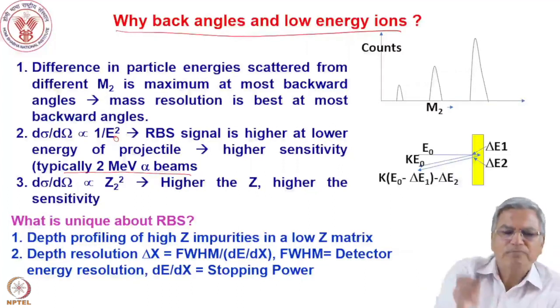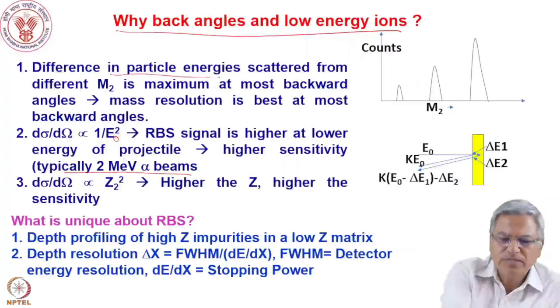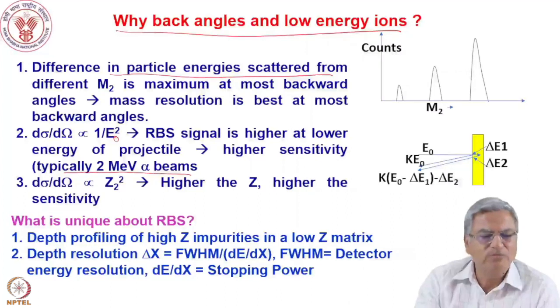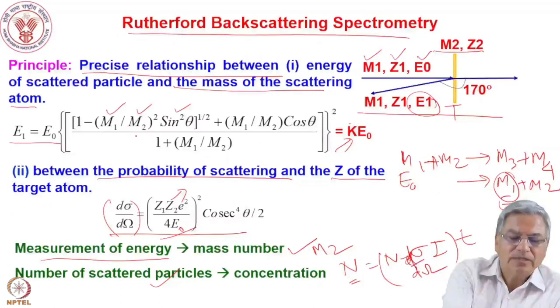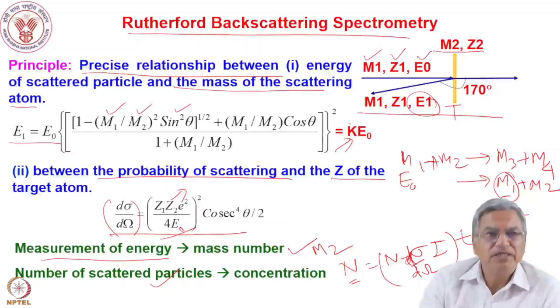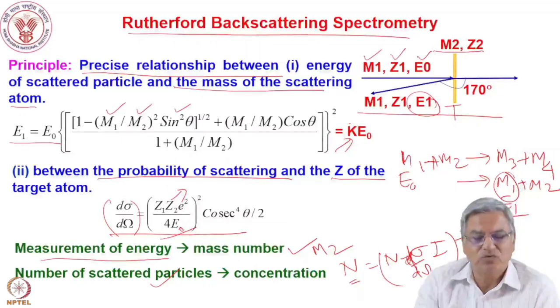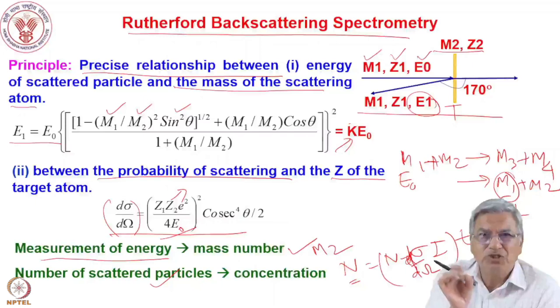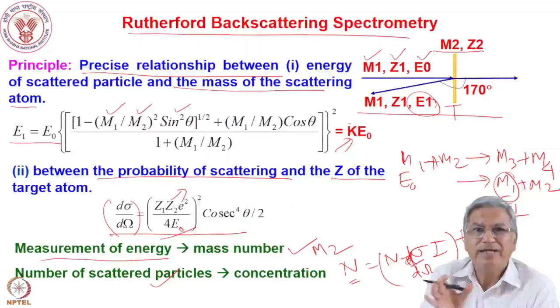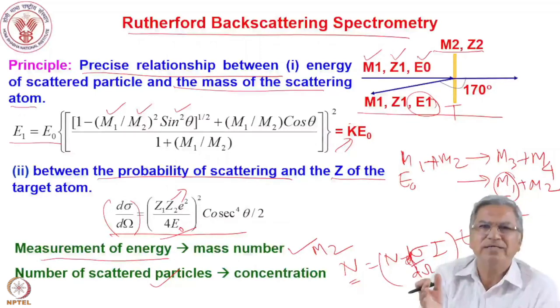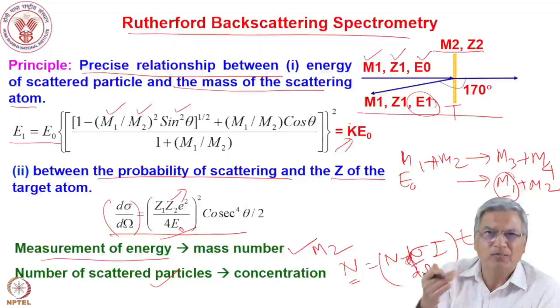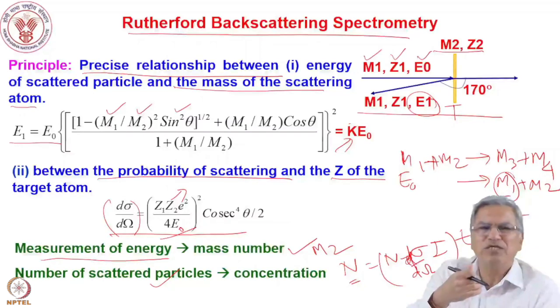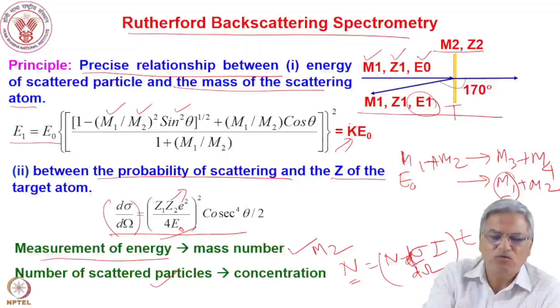Second is the mass. Why back angles? The difference in the particle energy E1, backscattered from different masses in the target nuclei, is maximum at the most backward angles. So if you look at the change of mass with angle, dM2 by d theta, and do an exercise, you will find the differences between different masses. Suppose you have cobalt, iron, nickel, different elements, so their masses are different. The energies for the different masses will be widely spaced at the most backward angle. dE1 by d theta will be maximum at theta equal to 180. But you cannot put theta at 180 degrees because that is the beam path. So you keep slightly away from 180, maybe 170, 160 or so. So that is the reason for back angle.